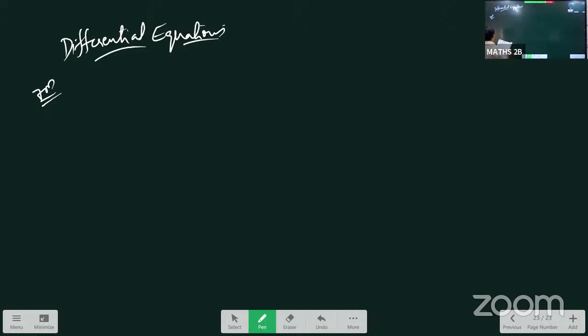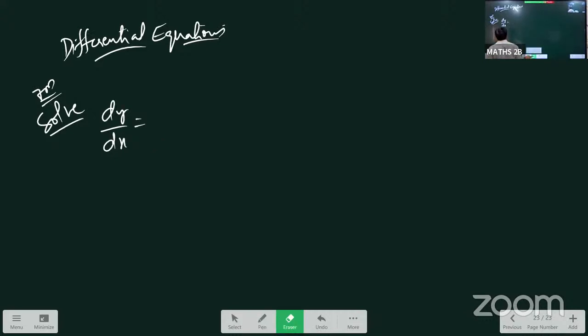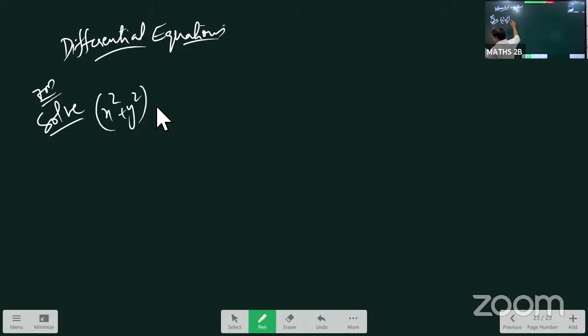Let us see one homogeneous. Solve dy by dx is equal to... solve means it is given like this. Solve (x square plus y square) dx is equal to 2xy dy. Solve (x square plus y square) dx is equal to 2xy dy.